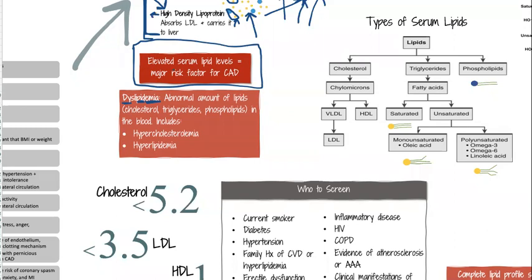And again, when we say serum, we're talking about blood work, right? So when you have high lipid levels in your blood work, and here we're usually talking about LDL or VLDL, which we'll talk about, it's a major risk factor for coronary artery disease.